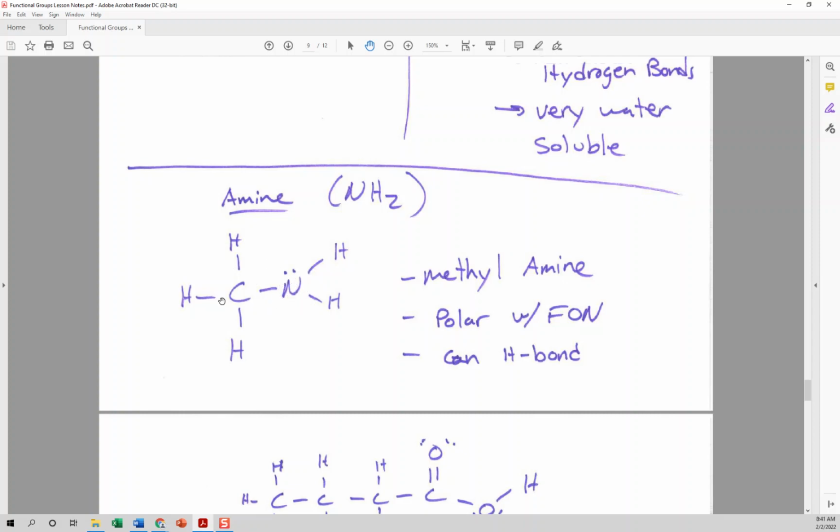And we would call this methylamine, 1 carbon, right? Methane, it would just be a hydrogen here, but we replace that hydrogen with this amine group. Now it's methylamine. It makes the molecule polar. We got polar bonds, and you got one of your fond bonds, H bonded to N. So amines will be able to hydrogen bond just like alcohols and just like carboxylic acids.